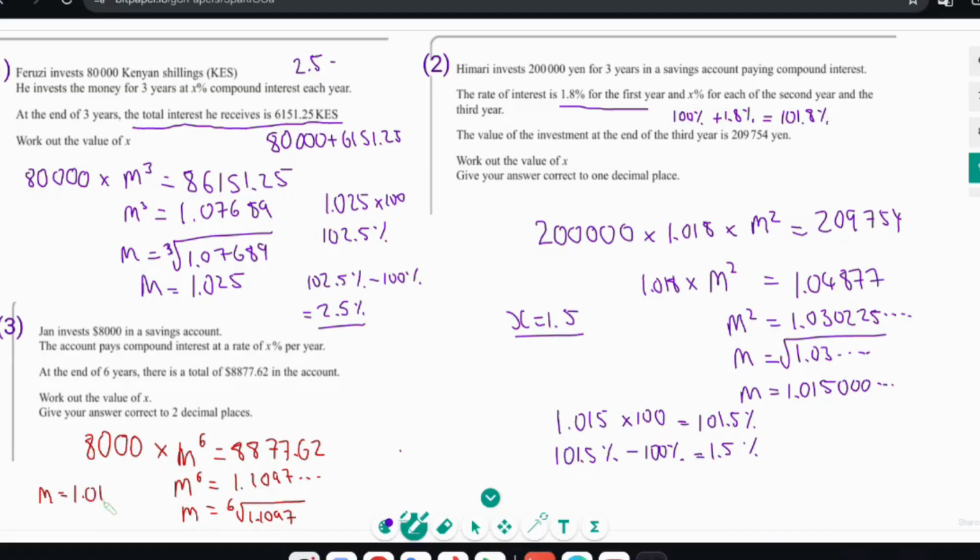Is 1.0175. Let's times that by 100 now to change it from a multiplier to a percentage. And let's subtract off 100. 1.75%, correct, 2 decimal places.